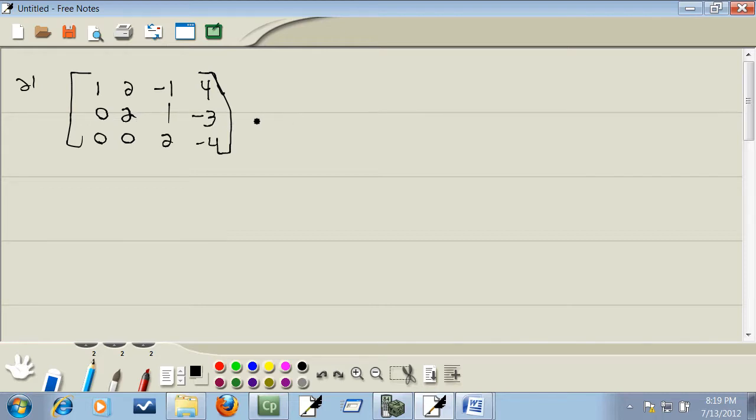Well, I'm going to put it in row echelon form. So I'm going to take row 2 and divide it by 2, and that's going to give me my new row 2. And row 3, to get a 1 here, I need to divide that by 2. So I'll take row 3, divide by 2, and that's going to give me my new row 3. Now technically you don't have to have them as 1s in order to do backward substitution.